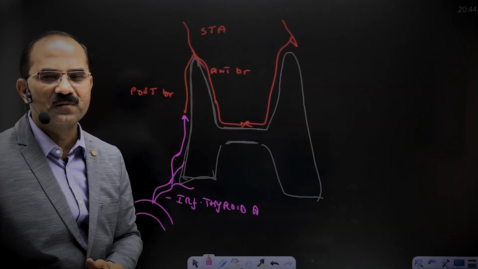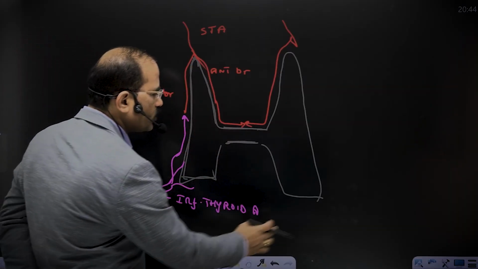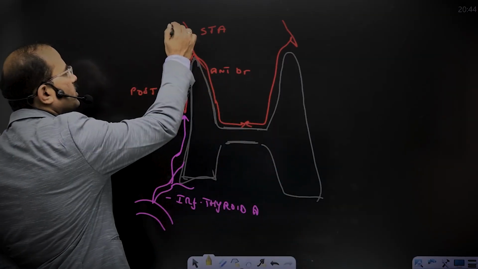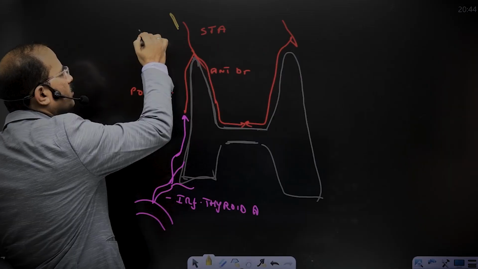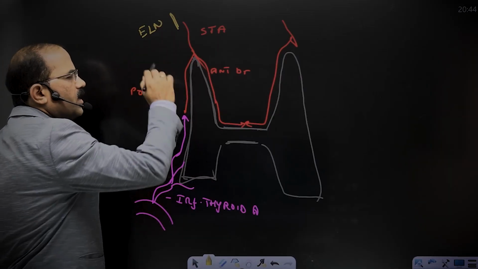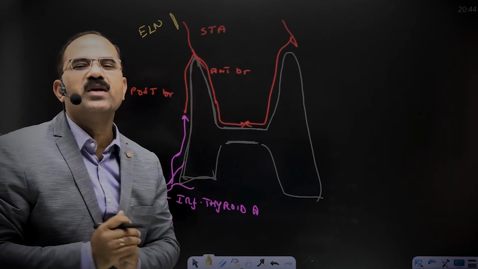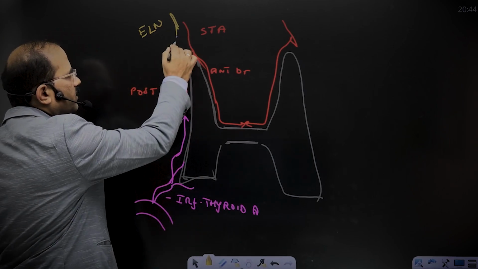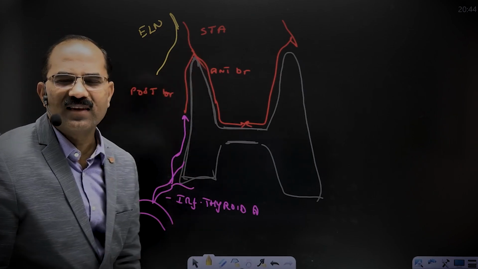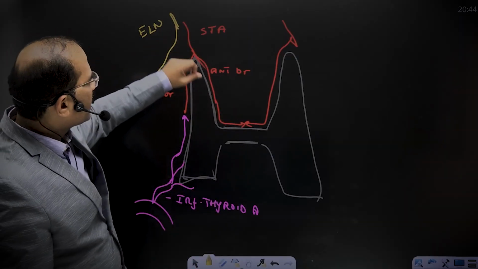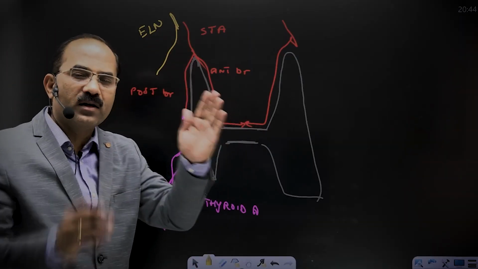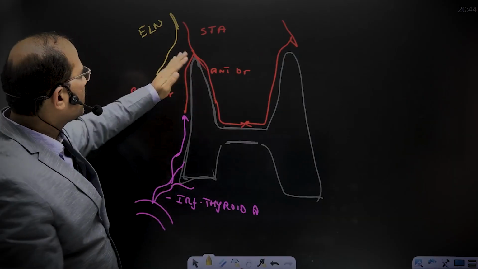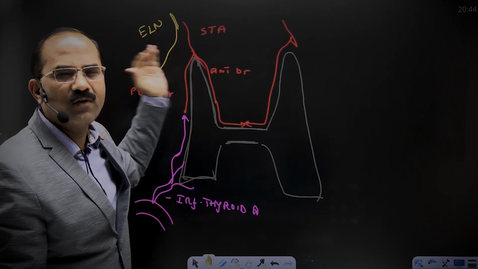Now, this external laryngeal nerve, if I make it like this for you, look at this. Away from the gland, the external laryngeal nerve is very close to the artery. And as we come close to the gland, it goes away from the superior thyroid artery.